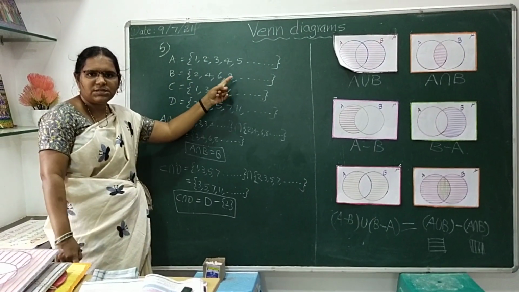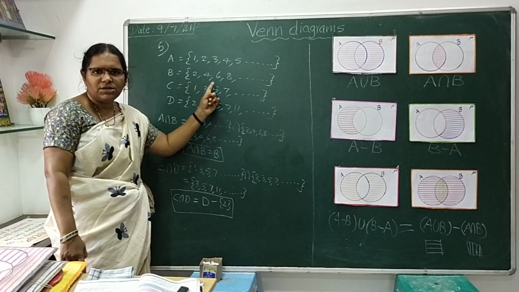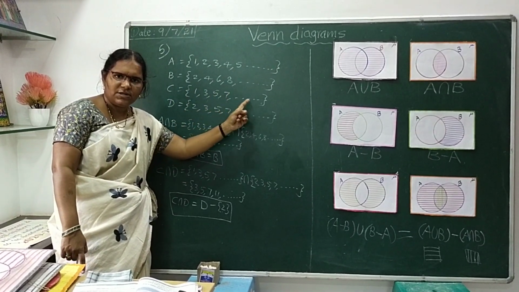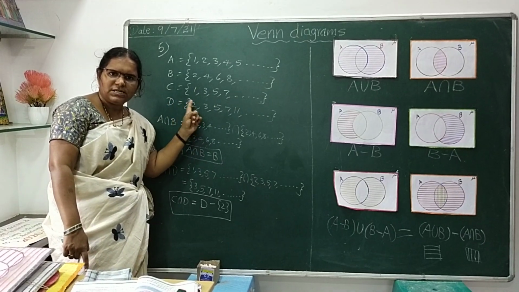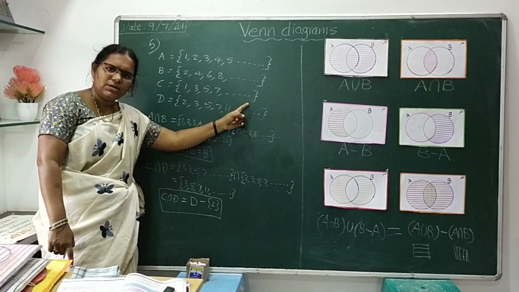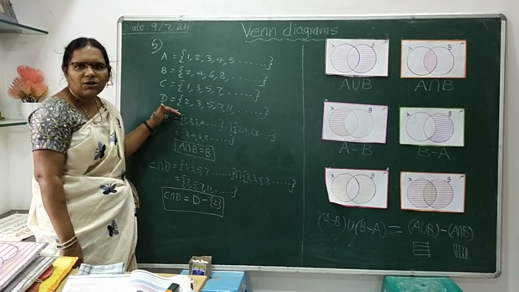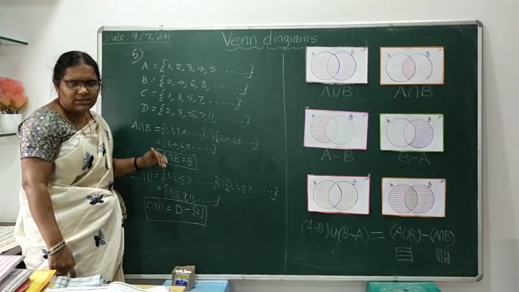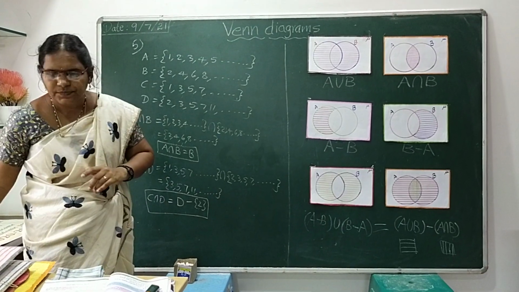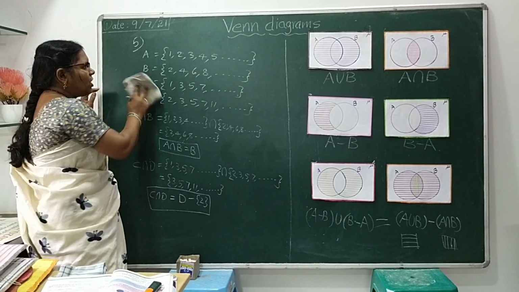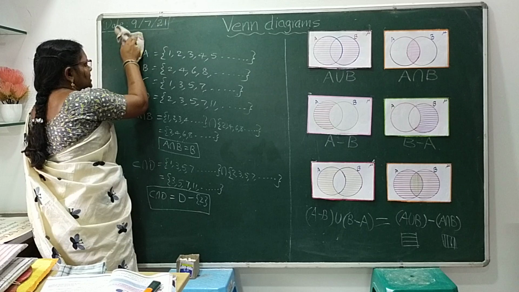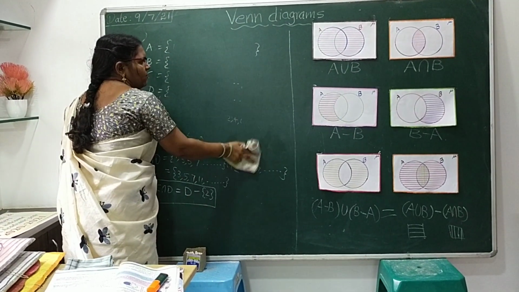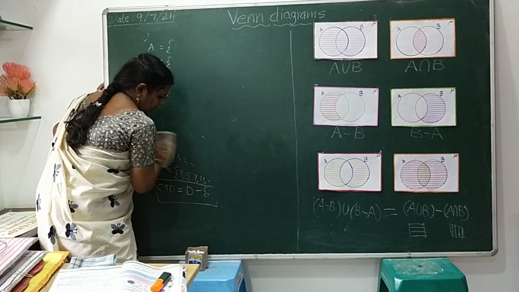First, natural numbers, you have to write. Next, even numbers: 2, 4, 6, 8 and so on. Next, odd numbers: 1, 3, 5, 7 and so on. Next, prime numbers: 2, 3, 5, 7, 11 and so on. And according to the given question, you have to find the intersections. Next, see the sixth question. There also, how many sets have they given? Yes, 4 sets. What are they? Let us see.